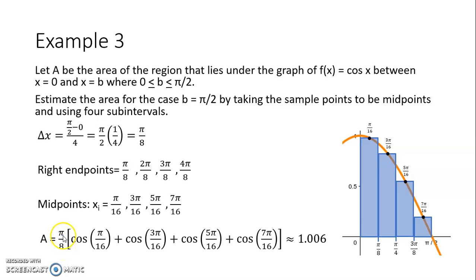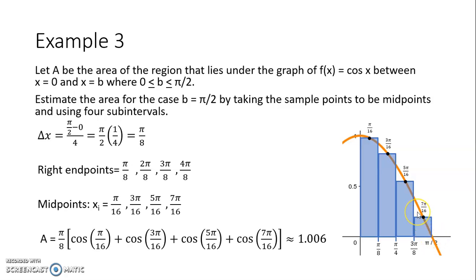In my calculator, I typed pi divided by 8. I put parentheses, cosine pi over 16, close those parentheses, plus cosine 3 pi over 16, close the parentheses, plus cosine 5 pi over 16, close the parentheses, plus cosine 7 pi over 16, close the parentheses. You need to close one more parentheses, and then you hit enter. Of course, you make sure your calculator is in radian mode, and you get 1.006. So that's the estimate for this.